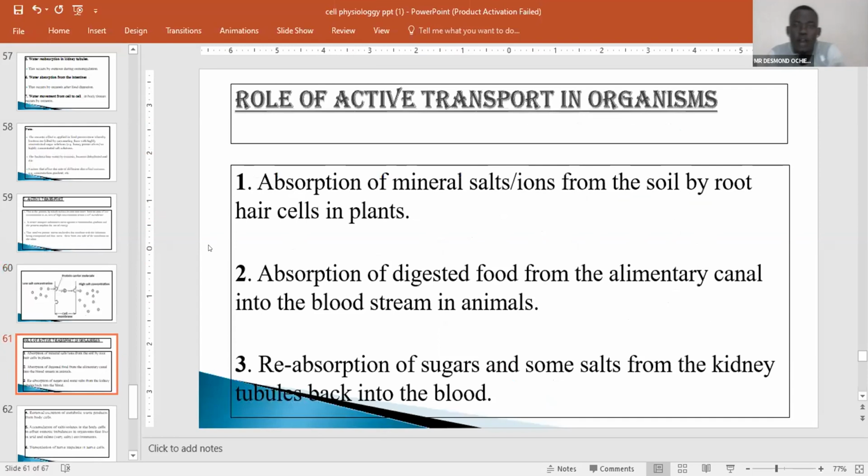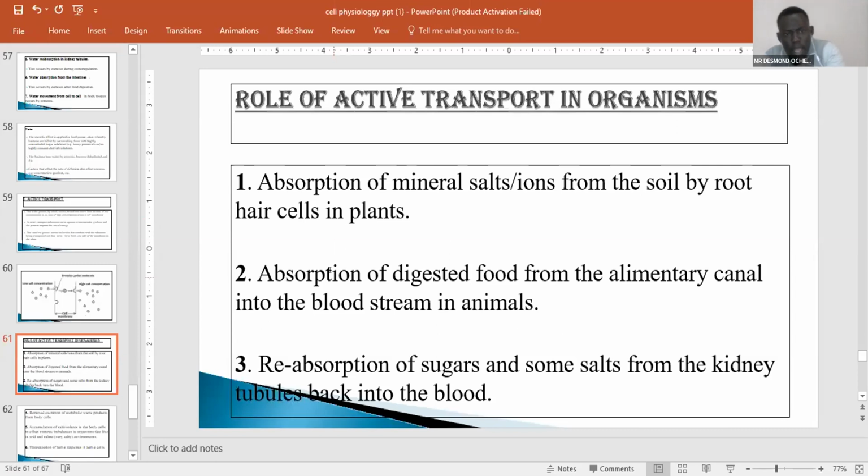So what are some of the roles of active transport in organisms? There are several roles, and they include, number one, absorption of mineral salts or ions from the soil by root hair cells in plants. Remember, mineral ions are lowly concentrated in the soil as compared to the cell sap of the plant cells. So there is that movement of the ions from the soil where they're lowly concentrated to the cell sap where they're highly concentrated.